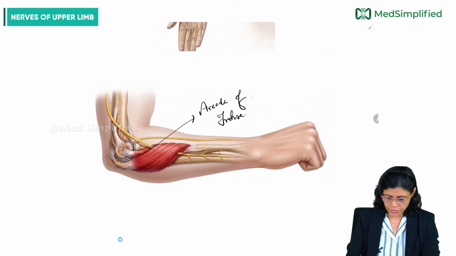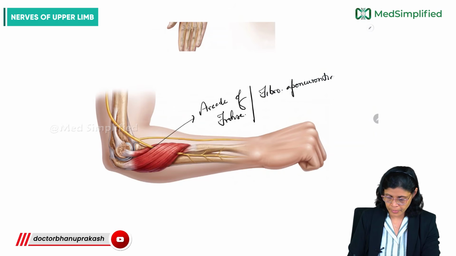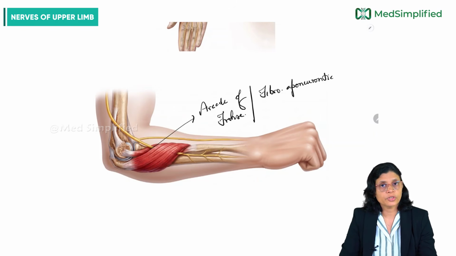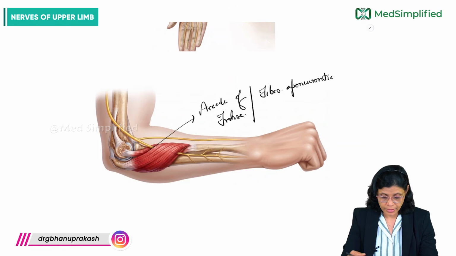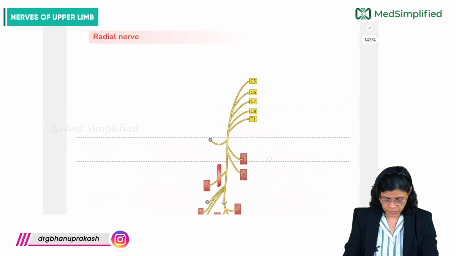So this arcade of Froissart is basically a fibro-aponeurotic passage, which we see here when the posterior cutaneous nerve enters the forearm. So let's now see the course of the radial nerve.